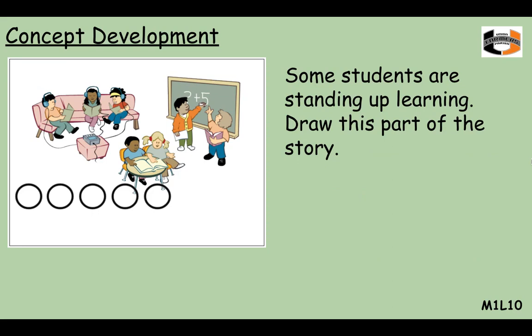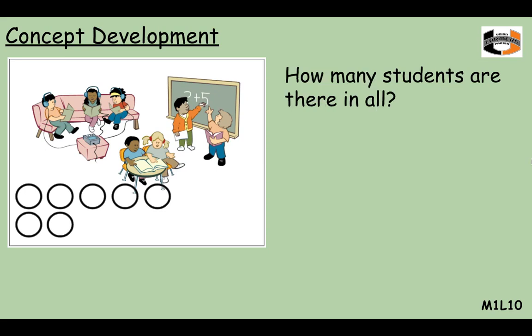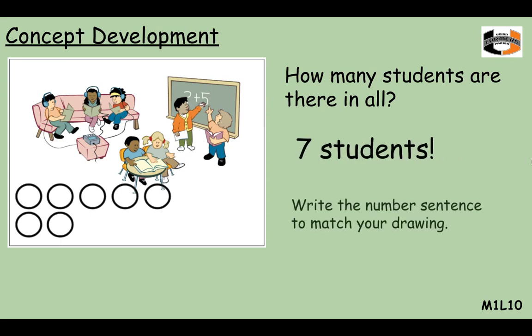Some students are standing up learning. Draw this part of the story. So there happen to be 2 standing up. So I'm going to draw 2 more circles. How many students are there in all? 7 students. Write the number sentence to match your drawing.